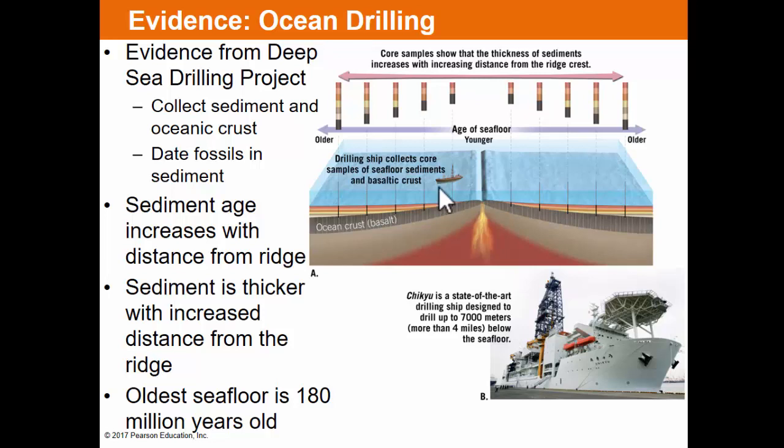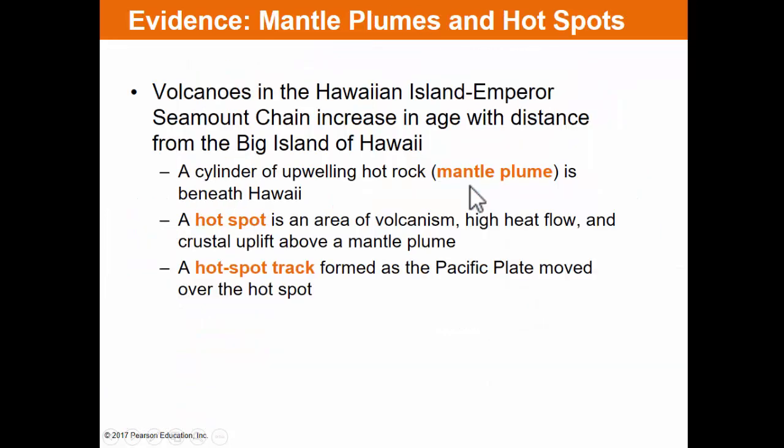And the evidence from deep sea drilling projects really helped us to see how core samples showed that the thickness increased with increasing distance, meaning, assuming the thickness of the sediment is a function of how long sediment has been falling on a certain spot, the same layer of sediment got thicker and thicker as you move further and further away from the actual ridge, where we are theoretically saying that lithosphere is being created. Sediment age also increased as you got further away from the ridge. The oldest seafloor, the very furthest distance from any ridge, has been measured to be about 180 million years old, where the sediments and the rocks very close to the ridges have essentially been aged to be brand new.